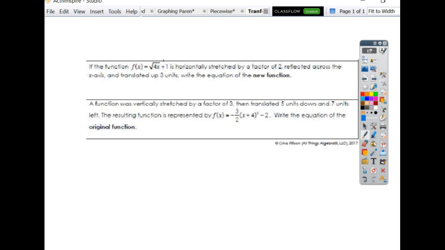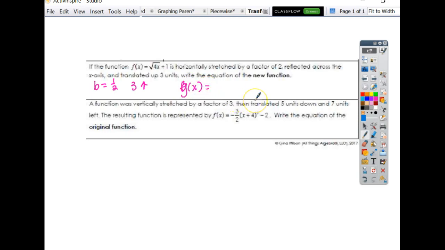If the function y equals the square root of 4x plus 1 is horizontally stretched by a factor of 2, so horizontally stretched, is that A or B? So what does my B equal? 1/2. It's reflected across the x-axis, and it's translated up 3 units. So first of all, I need to do all of these to this equation.